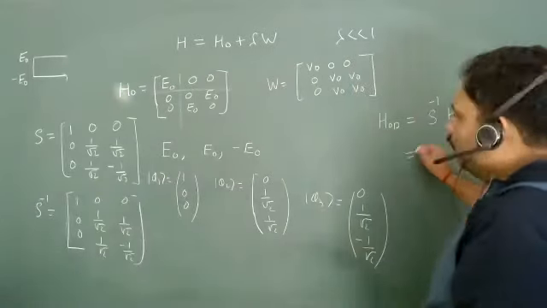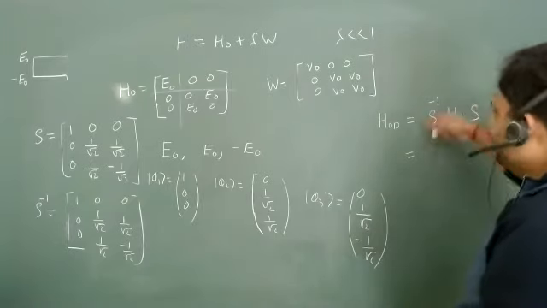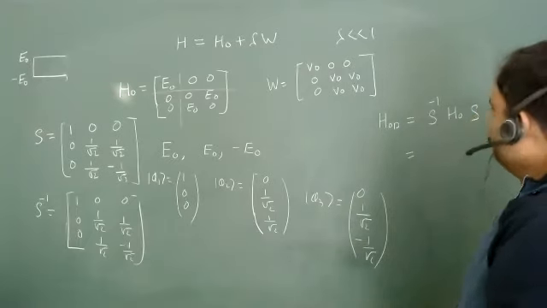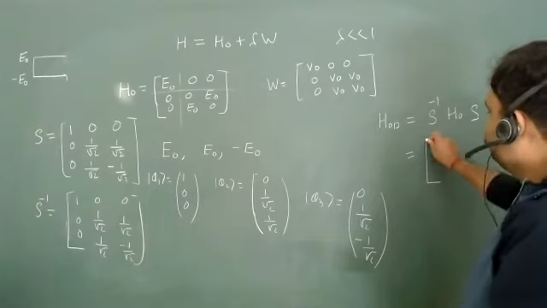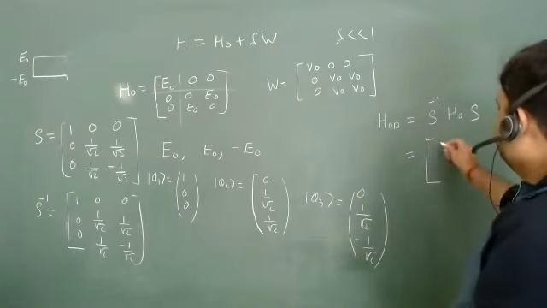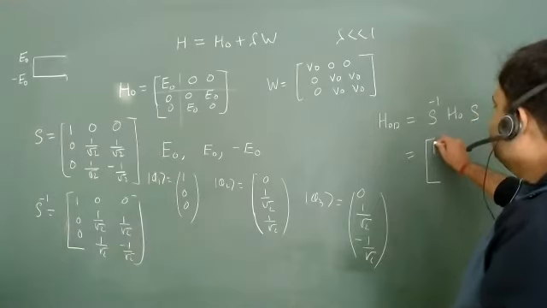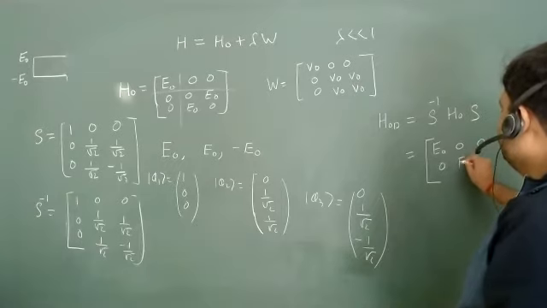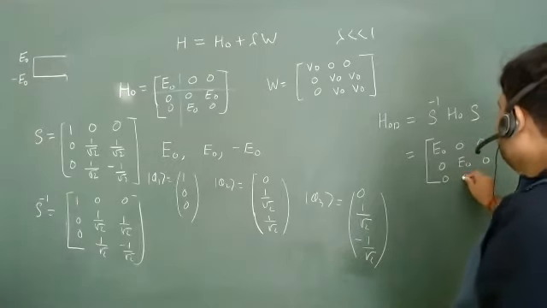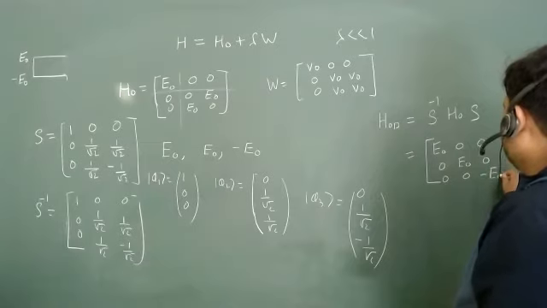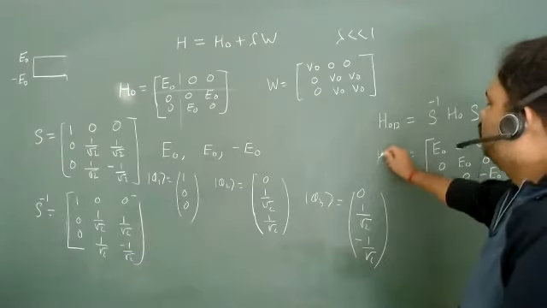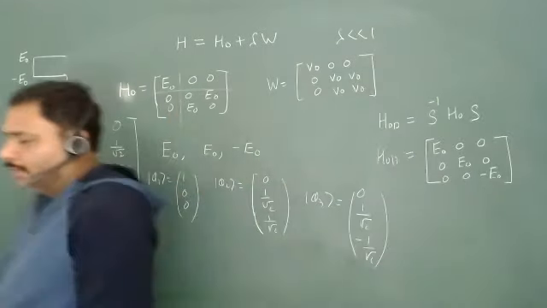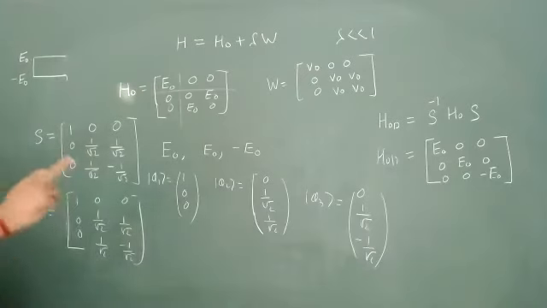Now, what will be your S inverse H naught S? What should be the answer? Can anybody give me the answer? You can do this practice yourself. The answer will be E naught, 0, 0, 0, E naught, 0, 0, 0, minus E naught. This will be your H naught D. You can do this exercise yourself. I am not doing this calculation. It is simple matrix multiplication, and you will get this.